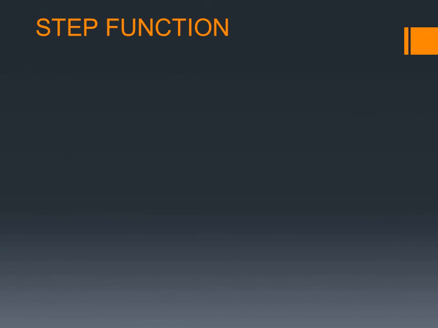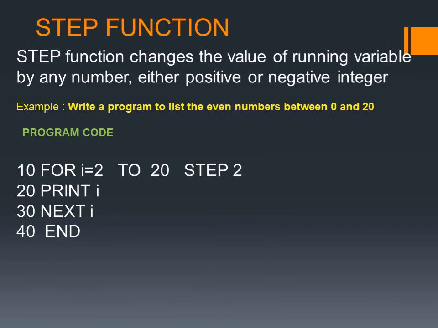Now come to the STEP function. The STEP function changes the value of the running variable by any number, either a positive or negative integer. Now let's have an example of it. Write a program to list the even numbers between 0 and 20. And the code is FOR I equal to 2 TO 20, then STEP 2, which means the loop will continue while the value of I is from 2 to 20.